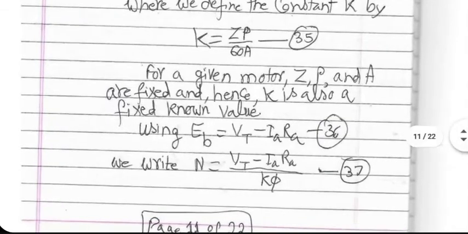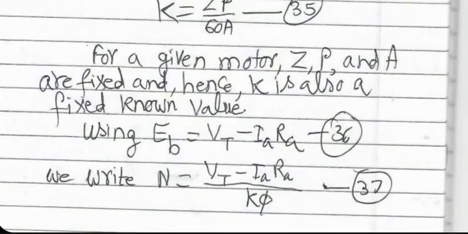This gives you a very good idea of what you can possibly do to change N. One method is you can change VT, keeping everything else fixed. That is one method commonly used. You simply change the supply voltage and don't change anything else. The other method could be to change RA by putting an extra variable resistance in series with the armature. And the third method can be to change phi. So if you are playing with the numerator of this equation, this is armature control. If you're playing with the denominator, then it's field control.